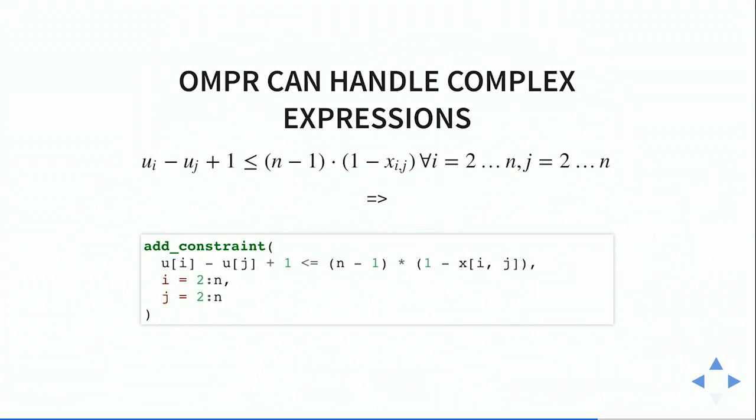And I think the real nice thing about it is that it can handle quite complex expressions. So this is a constraint from a traveling salesman problem, from a specific formulation, and you can just simply write it down in R and the package will take care of all the parsing and multiplication and constructing the matrix, and you don't have to do this by yourself.